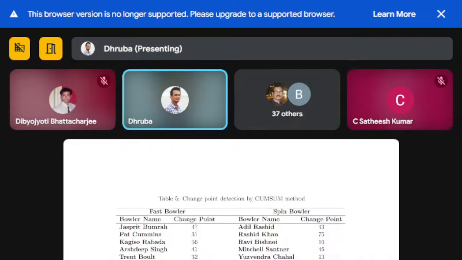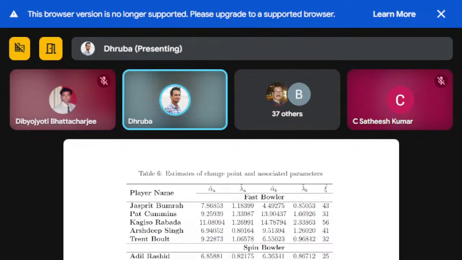These are from the CUSUM method. Next, since a change point exists, our next aim is to estimate the parameters before the change point and after the change point, and to estimate the change point exactly by using the gamma distribution. We have estimated the parameters considering the gamma distribution, since it was found to be the best fitted model for this particular bowler's economy rates. So this is the table for the estimate of the change point and associated parameters.